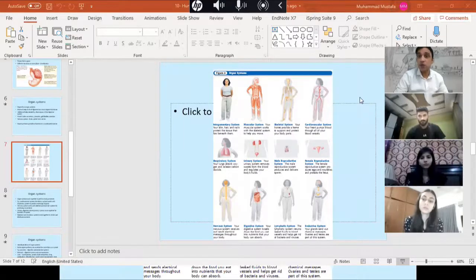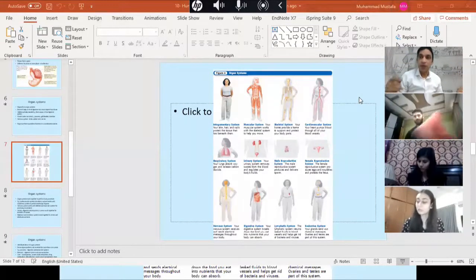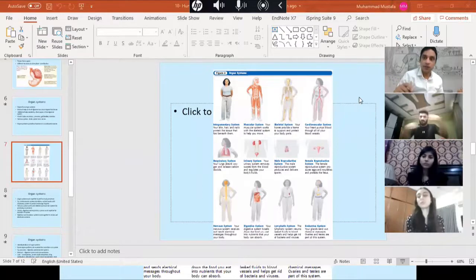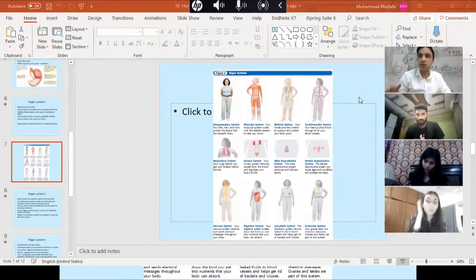The cardiovascular system is responsible for the transportation of ingredients from one part of the body to the other. There are different ingredients which are required to be transported, like oxygen. Oxygen is present in the lungs, and from the lungs it is required to be transported to every other part of the body, and that is done because of the blood and the hemoglobin. The cardiovascular system is responsible to transport that oxygen to every single cell present in our bodies.